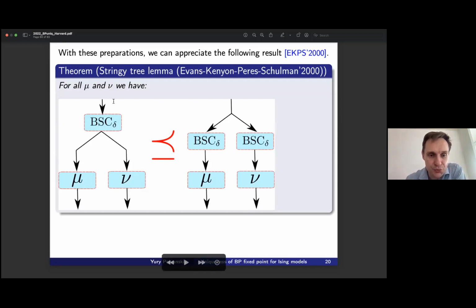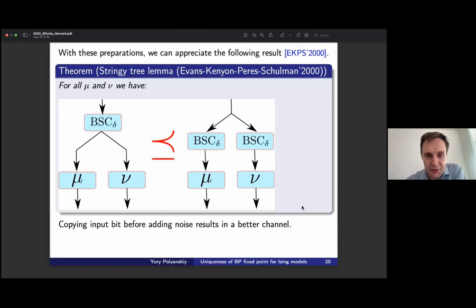What they proved is that this channel, which takes a bit, flips it with probability delta, and then feeds the resulting copy to two different channels mu and nu, is always worse than if you start with a bit, copy it twice, then apply noise, and then apply these observation channels mu and nu. In other words, you lose a lot more information if you first flip the bit and then copy it, than if you first copy it and then flip the two copies independently. It sounds very natural, but actually it's not true unless you're in the binary world.